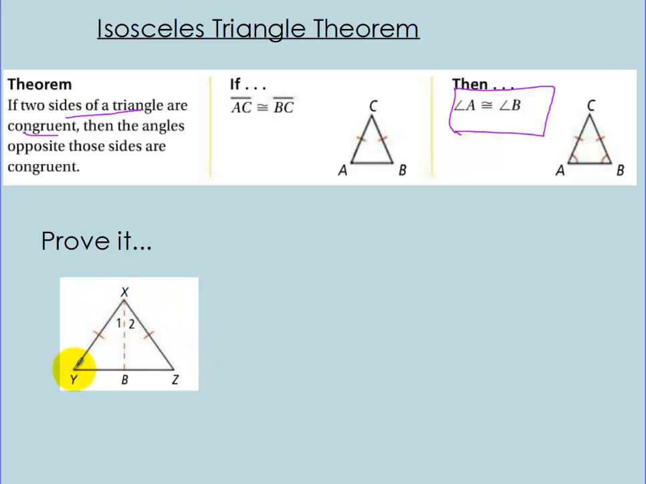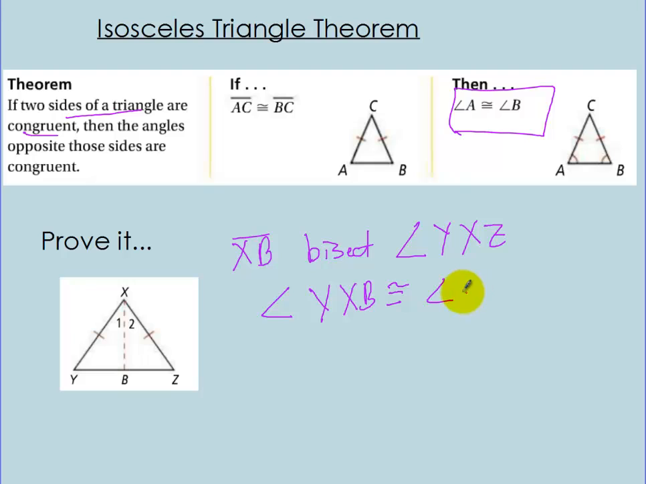So right here I have an example of an isosceles triangle. It's triangle XYZ, because these two sides are congruent. What you can do to prove this is create a bisector here, and this creates two separate congruent triangles. So let's call XB my bisector. It's going to bisect angle YXZ. Then we can say that angle YXB is congruent with angle ZXB. So this angle right here and this angle are congruent, so basically angle 1 is congruent to angle 2.